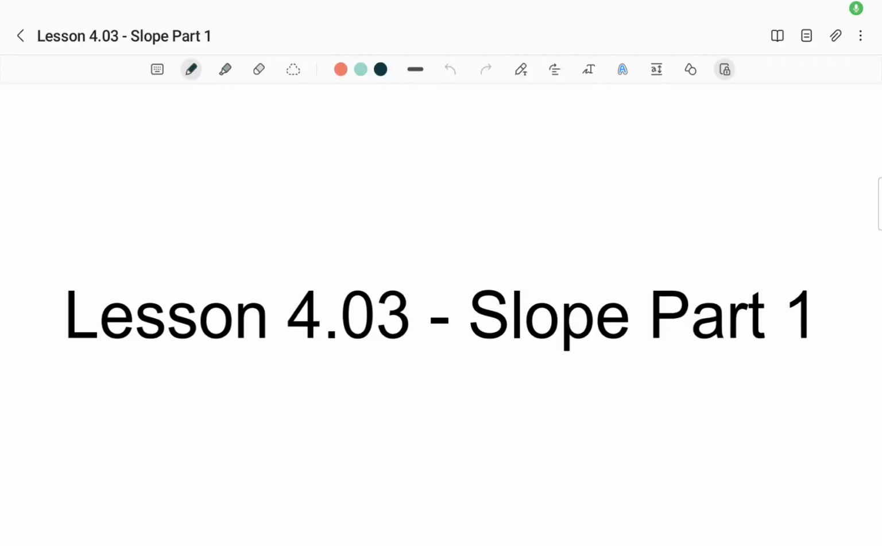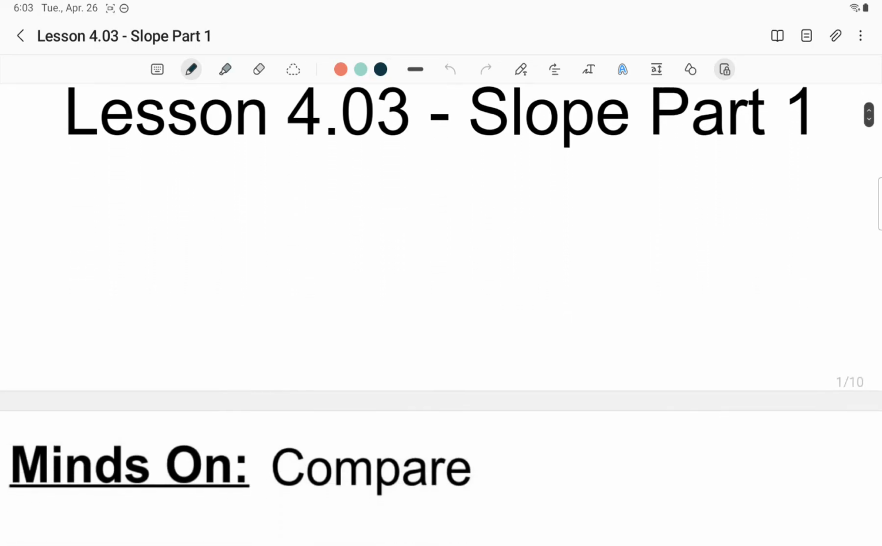All right, so here we go. We're looking at slopes. What is a slope? What does that word mean? And how do we actually figure it out given certain situations? All right, so let's get started.